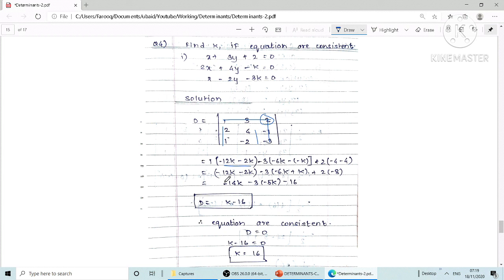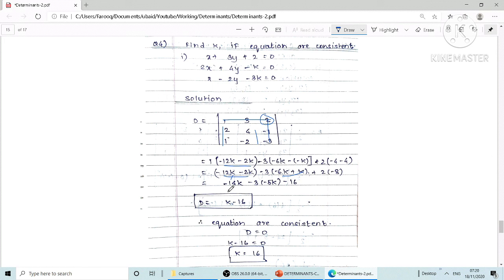What we have got? Minus 12k and minus 2k, which will become minus 14k, and the sign of minus we will put here, minus 5, and then we will multiply this. 5 minus 5k we will get when we solve this bracket, and then we will multiply with minus 3, so minus 15 we will get. Then again minus 8 into 2, 16, minus 16.